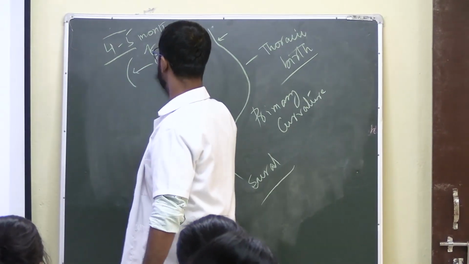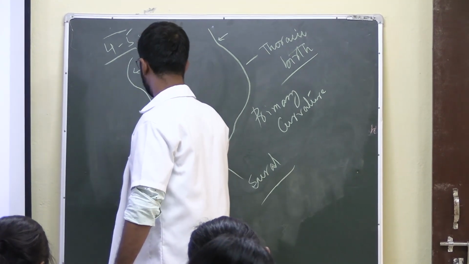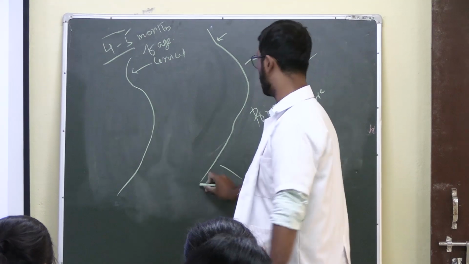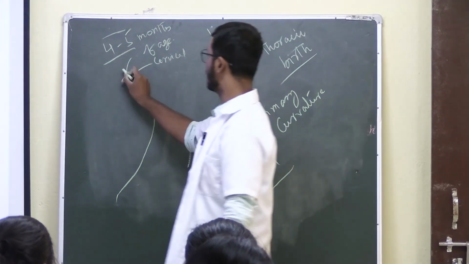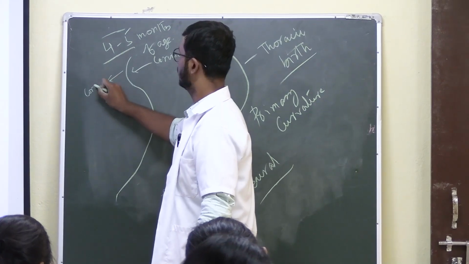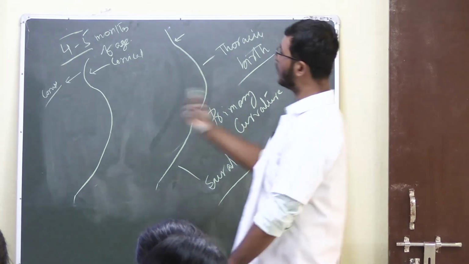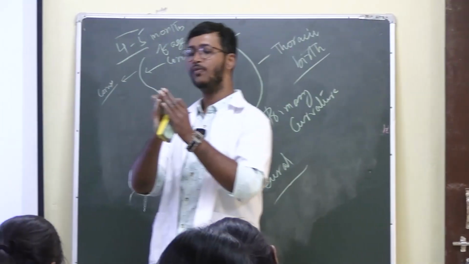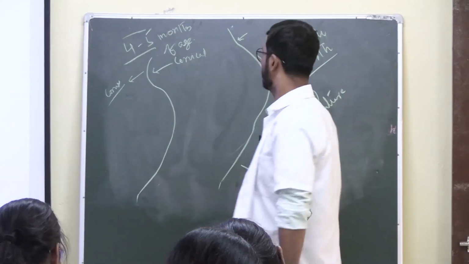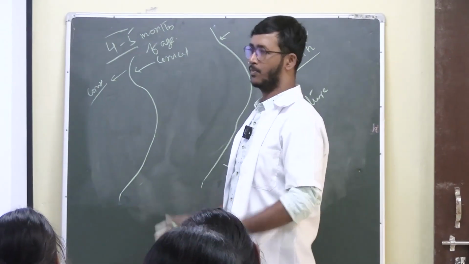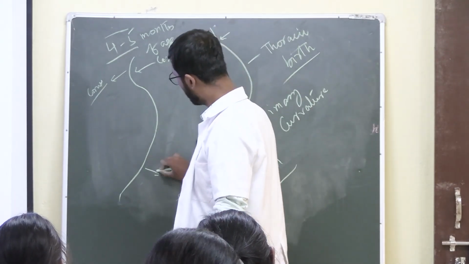So this is your cervical vertebra. This is the thoracic, this is the lumbar, this is the sacral, and the coccyx is a small part. This cervical vertebra becomes a bit convex during 4 to 5 months of age. Then at the age of 12 months to 18 months, that is 1 year to 1.5 years, the child starts to stand up. So then which vertebra do we need? Lumbar vertebra.